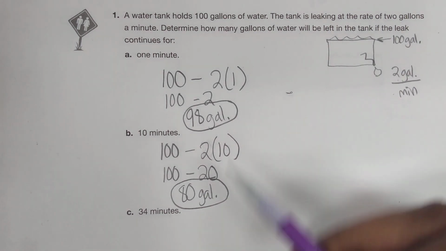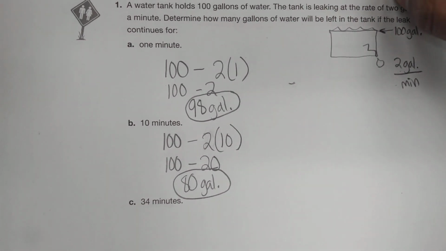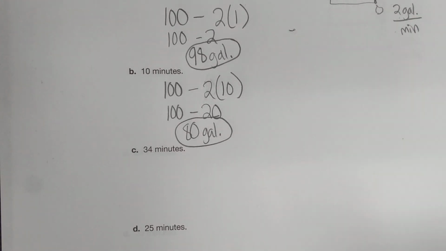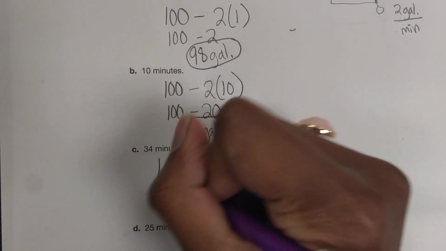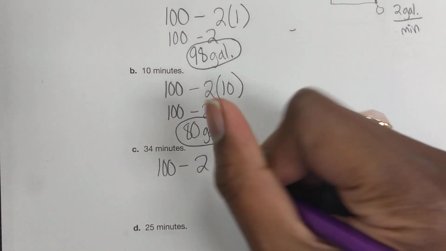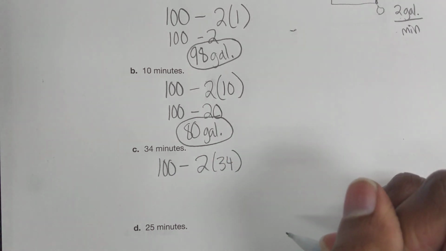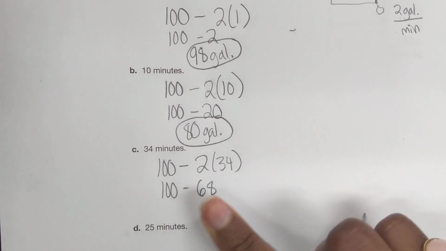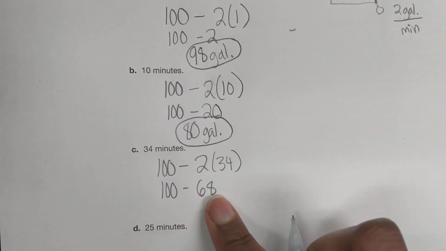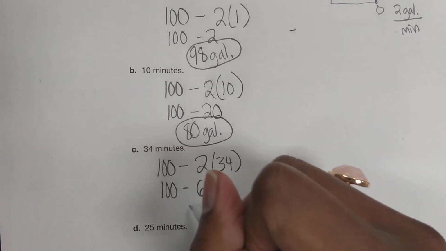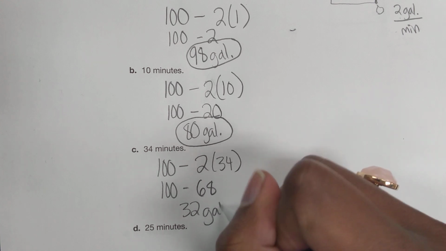Try again, follow that process, and do both letters C and D. Pause the video to see if you got both C and D correct. All right, let's check how you did on letter C. Letter C, I had 100 gallons. I am subtracting 2 gallons per minute. 34 minutes have passed, which means I have 100 minus 68. This tank has lost 68 gallons. It started with 100. That means the leftover, what's left in the tank, is 32 gallons.